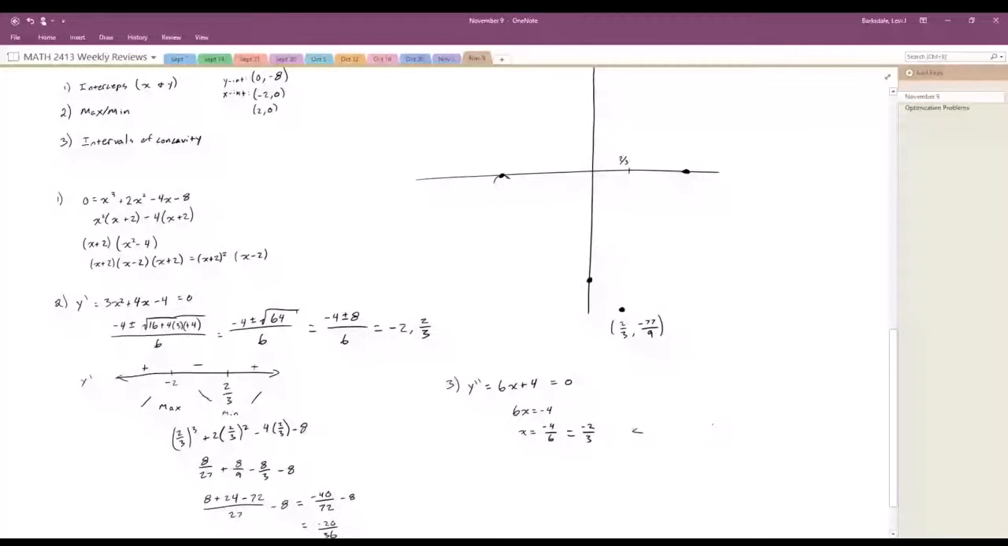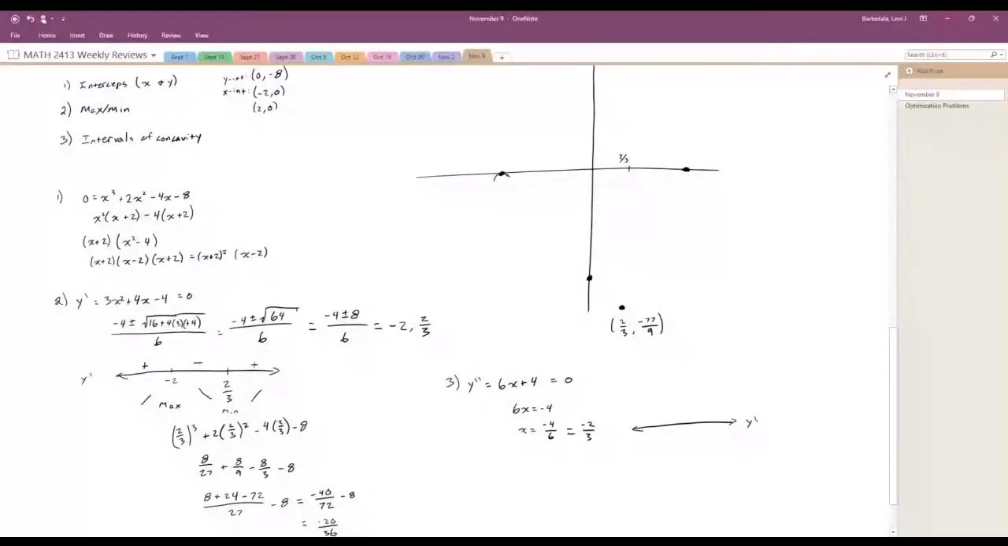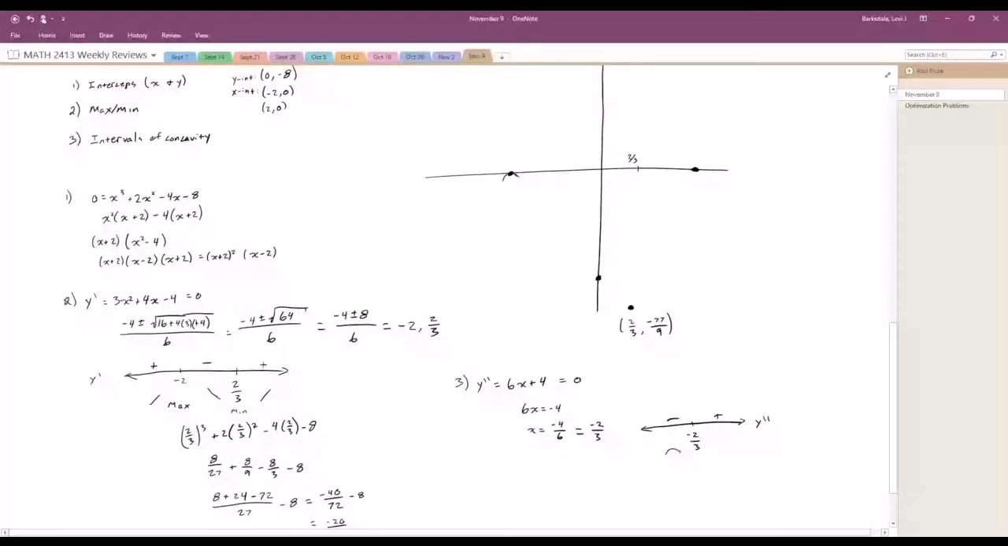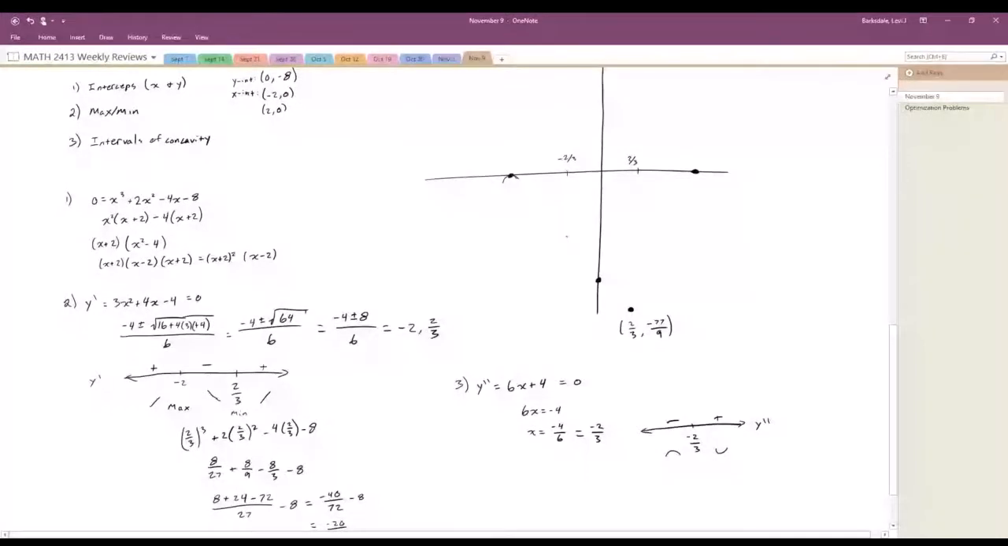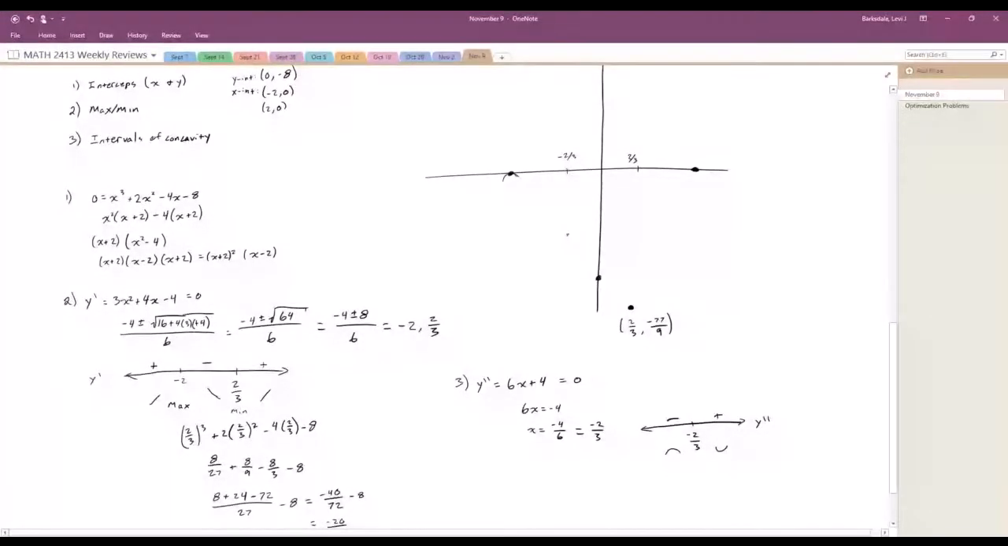I can see if I make a number line for my second derivative. Well, for values like 0, which is larger than negative 2/3, I clearly have a positive value. And for values such as negative 10, well, I get 6 times negative 10 is negative 60, plus 4 is still very negative. So I'm concave down until negative 2/3, and concave up after negative 2/3. So I'm actually just going to estimate about where this inflection point is going to occur. I'm going to say it's going to occur maybe here, because I don't really want to plug in this value of negative 2/3 and get an exact point.